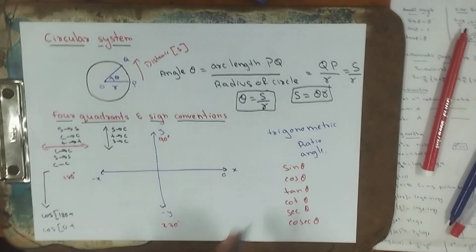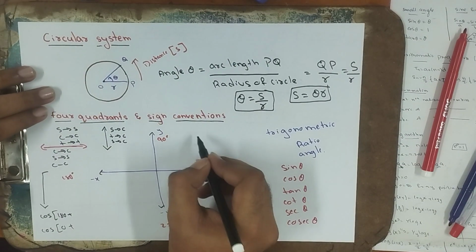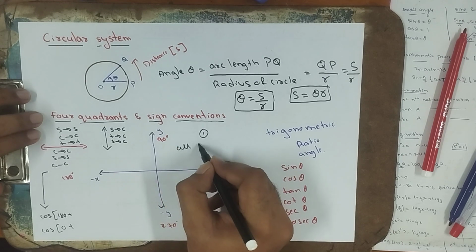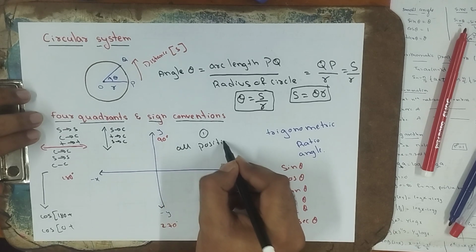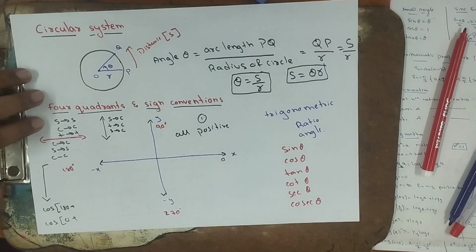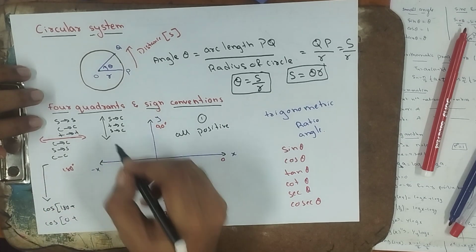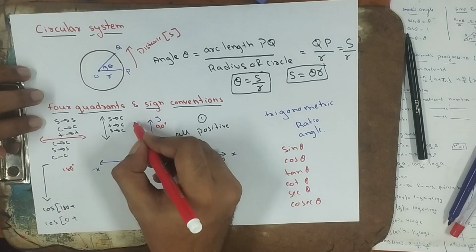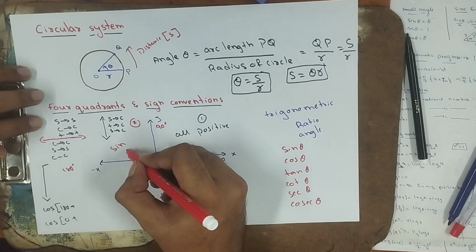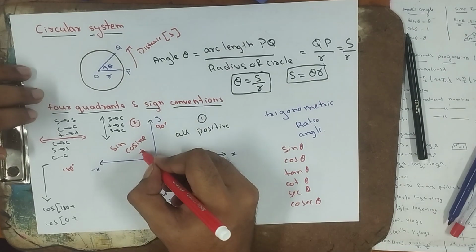Now one more thing, come here, sin theta, cos theta, tan theta. Now in this first coordinate, everything is positive, all values are positive here, no negative, every value is positive. But when you come to the second coordinate, this time your sine and cosine are positive, remaining all negative.